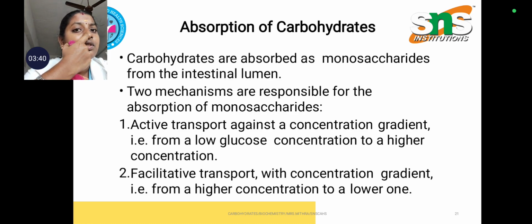And coming to absorption, carbohydrates are absorbed as monosaccharides, and two mechanisms are responsible for that. One is active transport and another one is facilitative transport. Active transport goes against the concentration gradient, from low glucose concentration to high glucose concentration, whereas facilitative transport goes from high glucose concentration to low glucose concentration.